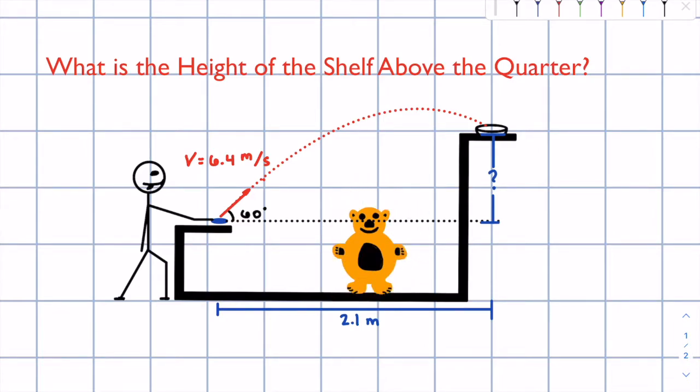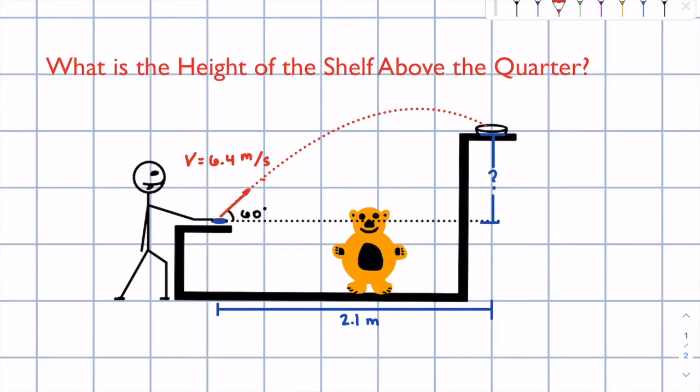He or she is throwing this quarter at a magnitude velocity of 6.4 meters per second, directed 60 degrees with respect to the horizontal in the counterclockwise direction, as shown here. We are set out to find the height of the shelf above the point which he or she releases the quarter. Okay, so let's do that.